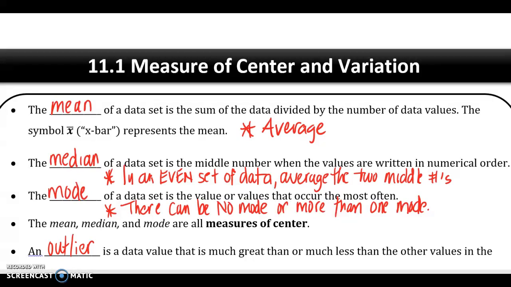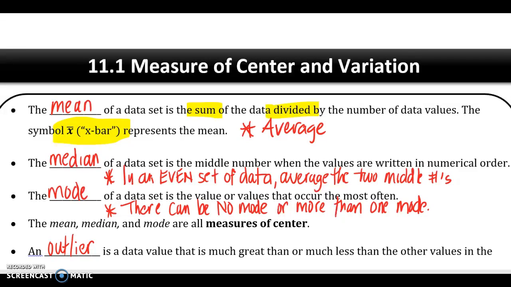So the first three vocab words we have are mean, median, and mode. You might remember that the mean is the average of a set of data. So you add up all the numbers and you divide it by the number of numbers in your data set. Okay, and then you can see right here that you have a statistical representation for the mean, which we won't be using too much, but you might see that in some of your later classes.